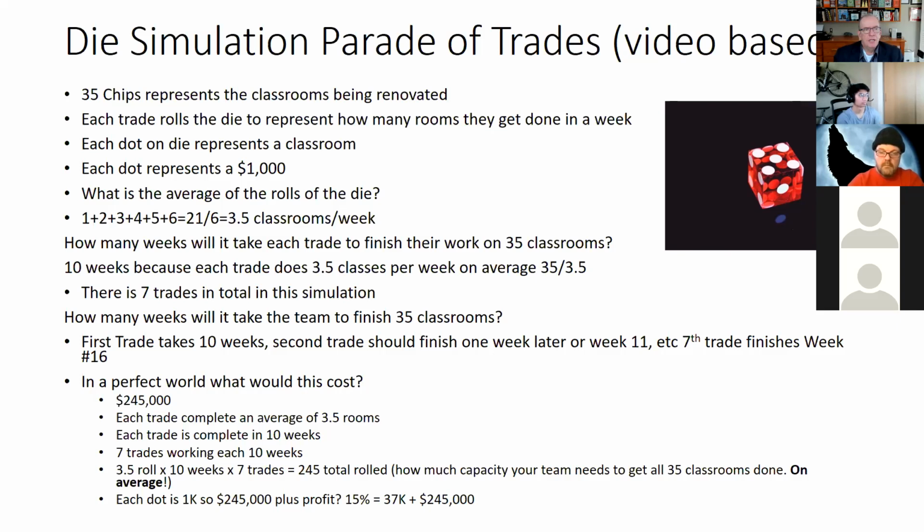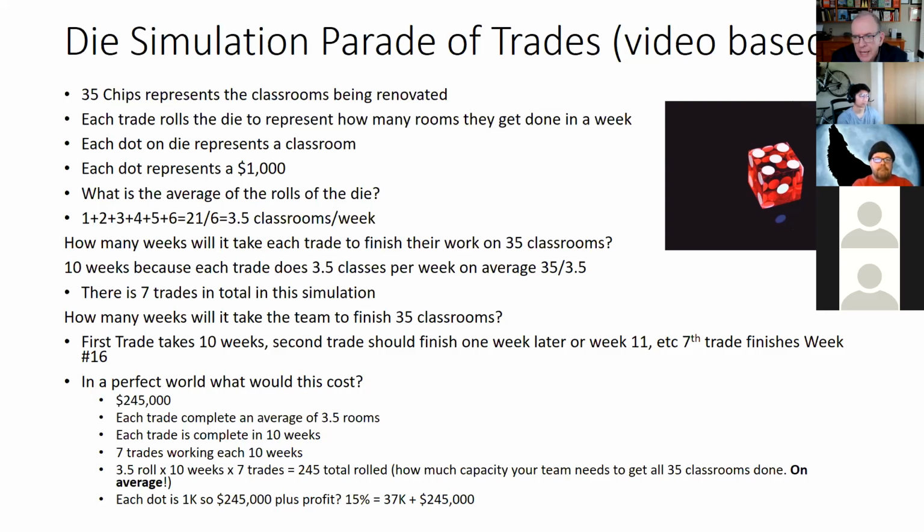So there's this simulation that they do in lean training, not just Turner, but everywhere. It is this simulation that they use to review what the actual flow on a project is. So they do this simulation where there are 35 classrooms to be renovated, and there are 7 trades involved in the renovation of these 35 classrooms. They have tables of 7 people, and each person at the table represents one of the trades.